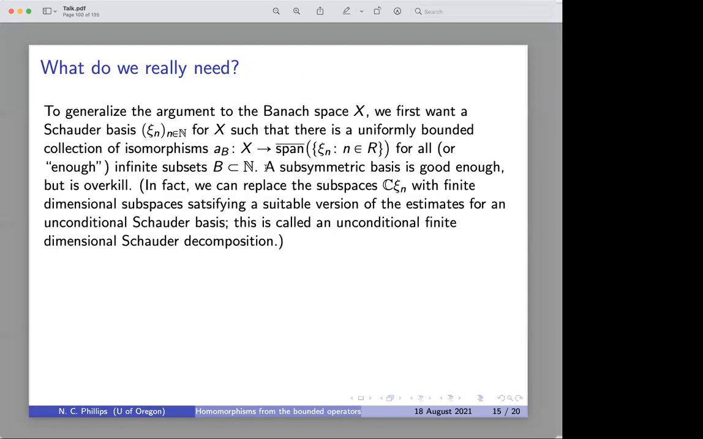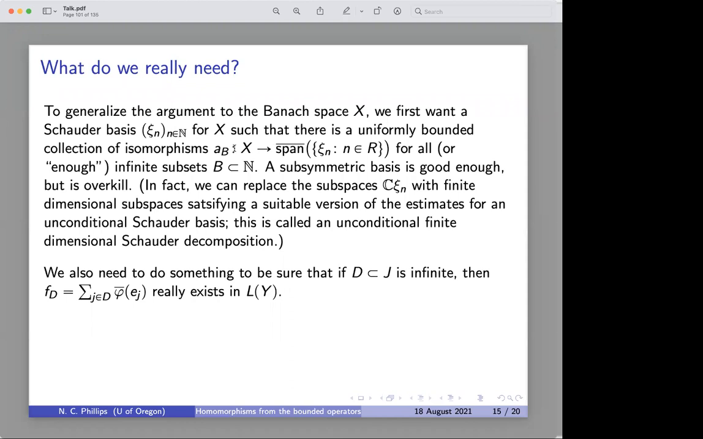And in fact, I want to do things somewhat more generally. Instead of using a Schauder basis, I can have an unconditional finite dimensional Schauder decomposition. So I basically replace the complex numbers times the basis vectors by finite dimensional subspaces. They have to be finite dimensional because I want the products of two of these things, when they're supposed to be 0 in the quotient, to be finite rank operators, so that they are killed by any non-trivial quotient of the boundary operators on X.